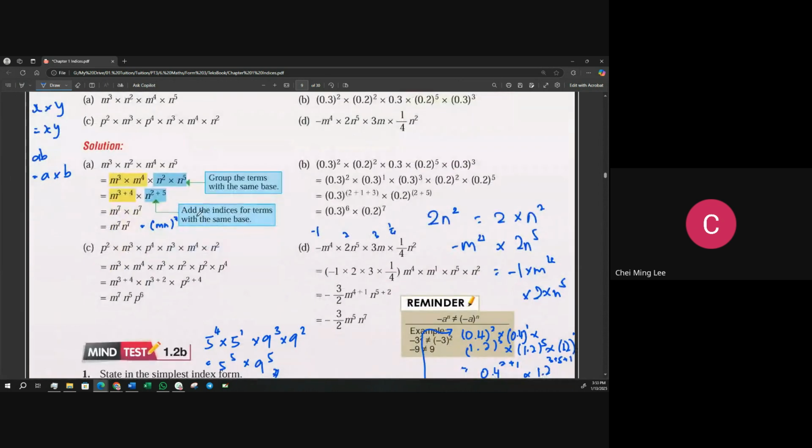Okay. Now for C, p to the power of 2 times m. Now we have p, m, p, n. How many? 3 of them, correct? So we try to make it like m, n, p.